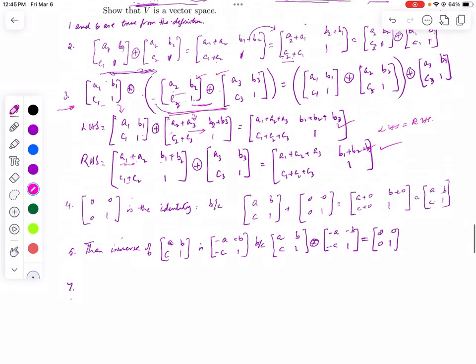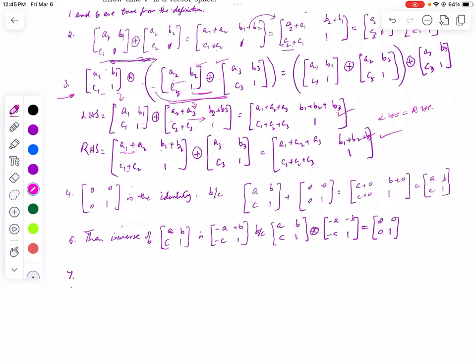Number 4 is the identity. So we need to find an identity. Just by observation, we can tell that the identity would be 0, 0, 0, 1, because we can show that if we have a vector, or this 2 by 2 matrix a, b, c, 1, according to our addition, if I add the identity which we have alleged, by adding a vector to the identity or adding the identity to a vector, we see that we get back our vector.